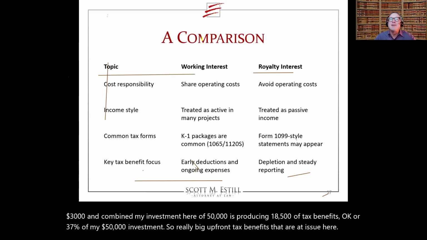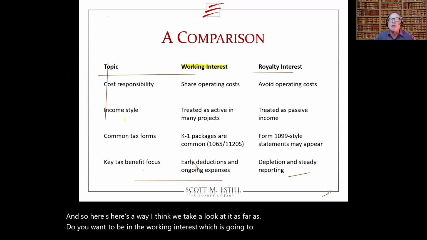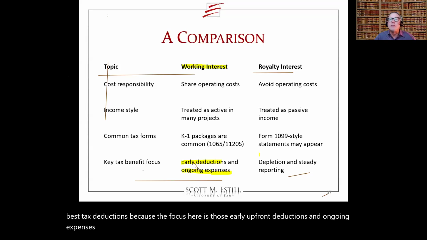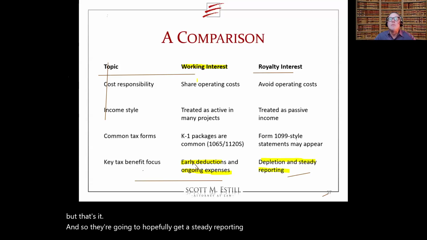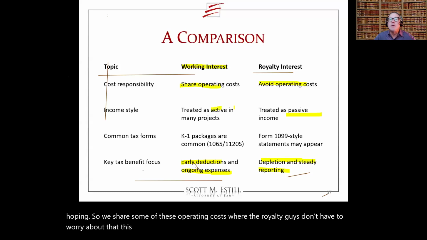And so here's a way I think we take a look at it as far as, do you want to be in the working interest, which is going to get you, in my opinion, the best tax deductions, because the focus here is those early upfront deductions and ongoing expenses as the well goes into the future. Whereas the royalty interest is going to get depletion, but that's it. And so they're going to hopefully get a steady reporting if the well is producing like they're hoping. So we share some of these operating costs where the royalty guys don't have to worry about that. This is passive. This is typically active.